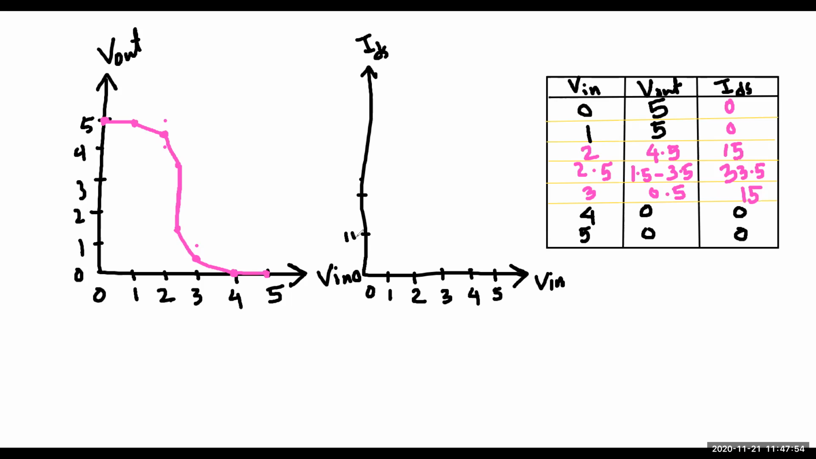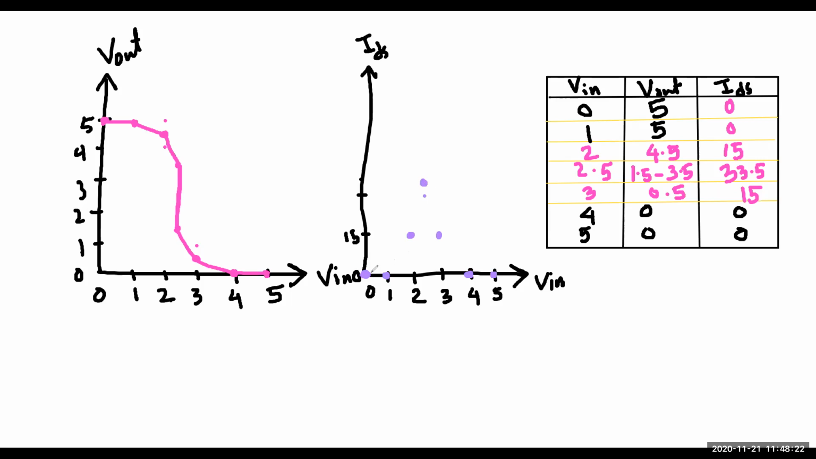So this is 15. So again, for 0, what is the current? It is 0. For 1, what is the current? Also 0. For 4, current is 0. For 5, current is 0. For 2, current is 15. That means here. For 3, current is 15 here. For 2.5, that means in the middle, the current is 33.5. This is 30. This is 33.5.